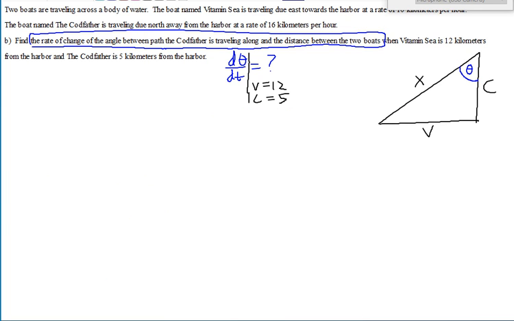So, tangent of theta would equal opposite over adjacent, so V over C.